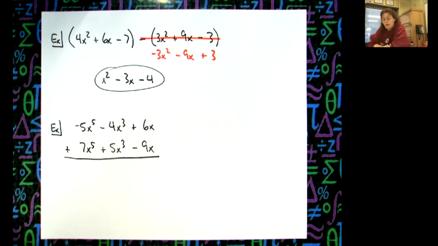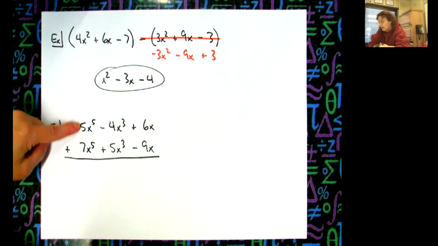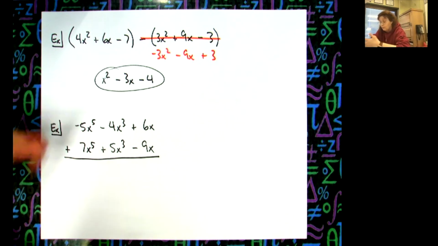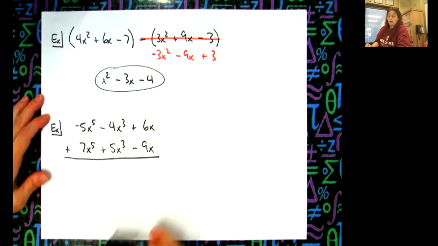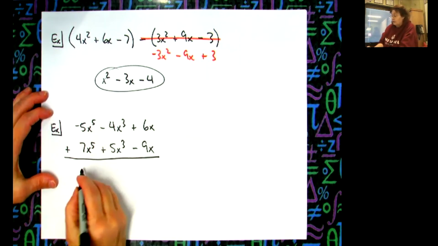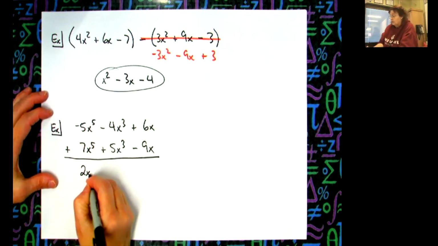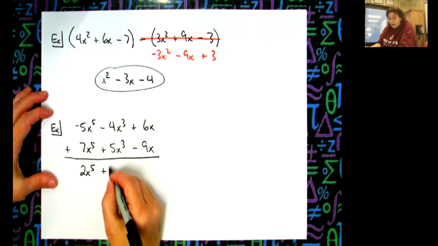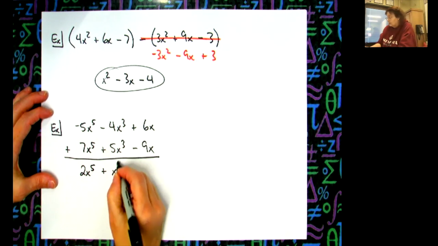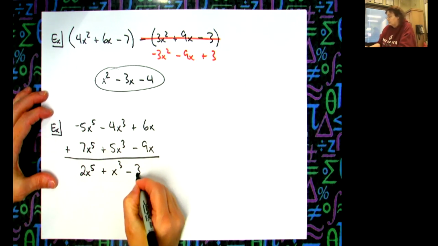I'm still adding two polynomials, my top polynomial and then my bottom polynomial. They're really making it super easy for you because you have lined up all of your terms. So you're just going to add like normal. You're going to have a 2x to the fifth here. Subtracting there, I'm going to get a 1. I don't have to put that 1 in. X to the third, and then a minus 3x.